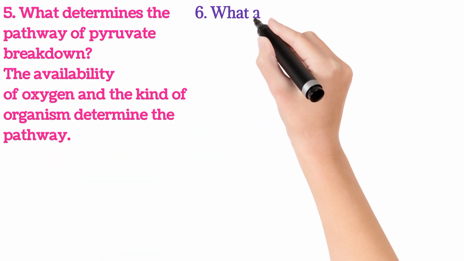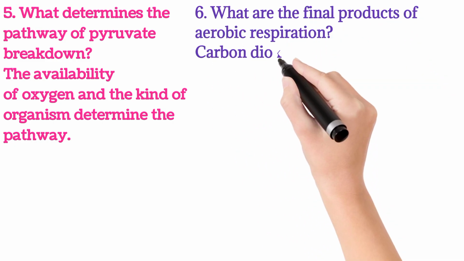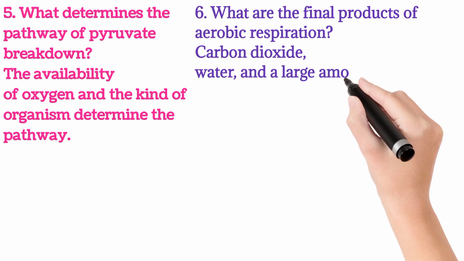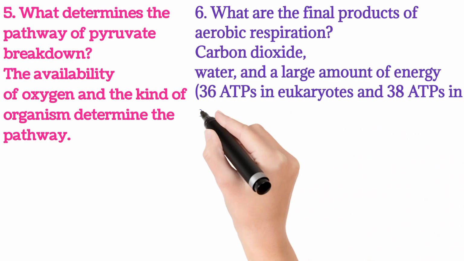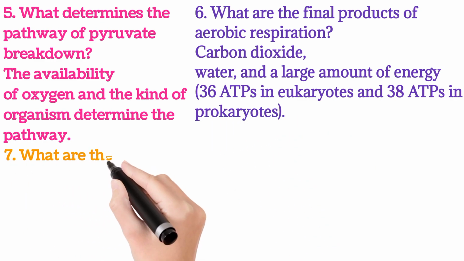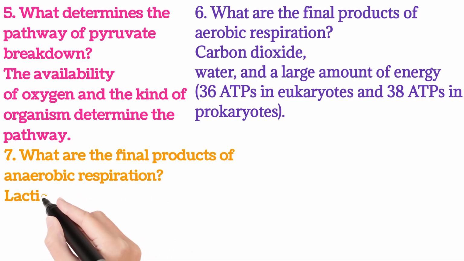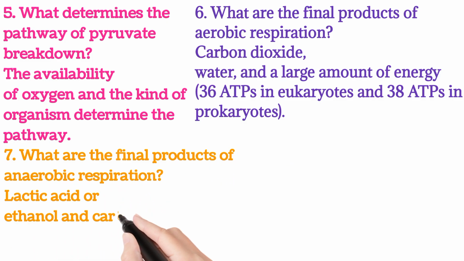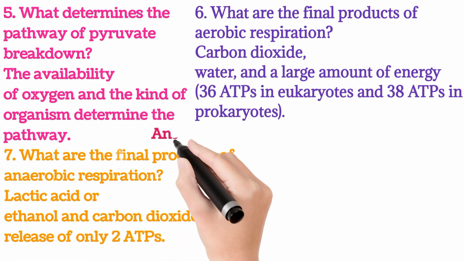6. What are the final products of aerobic respiration? Carbon dioxide, water, and a large amount of energy, 36 ATPs in eukaryotes and 38 ATPs in prokaryotes. 7. What are the final products of anaerobic respiration? Lactic acid or ethanol and carbon dioxide, with the release of only 2 ATPs.